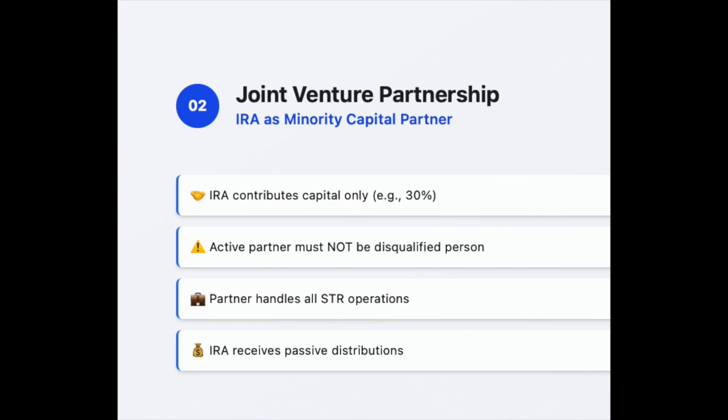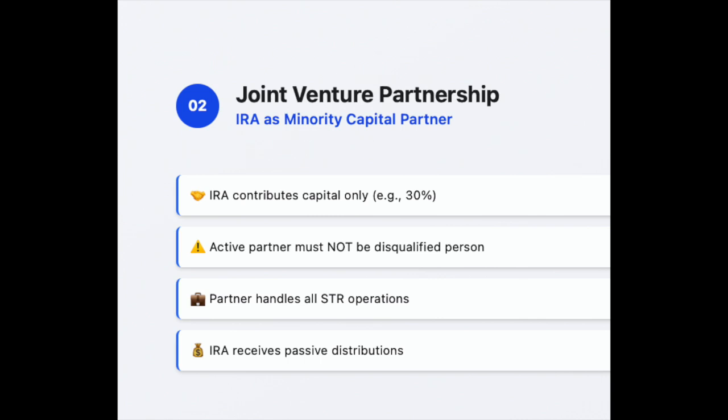Right, and then an active partner who is not your IRA, and very importantly, is not a disqualified person relative to you, that partner handles all the operations, the STR stuff. So the IRA puts in cash, someone else does all the work in management. Precisely. The IRA stays passive. It just gets distributions based on its capital share. The active partner gets paid for their work, maybe through management fees or a bigger slice of the profits.